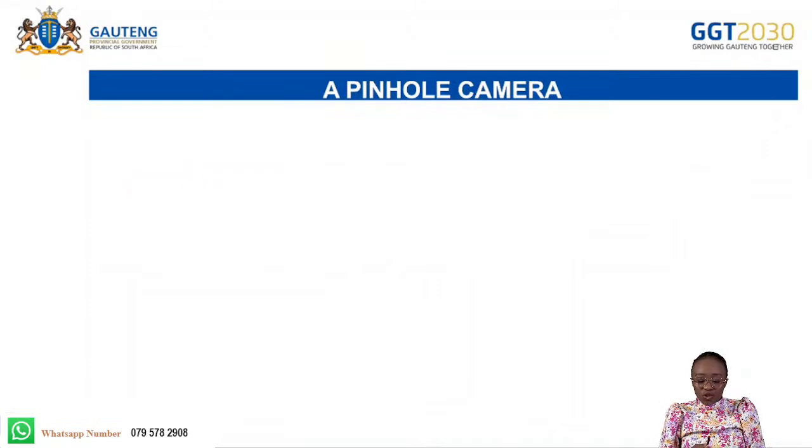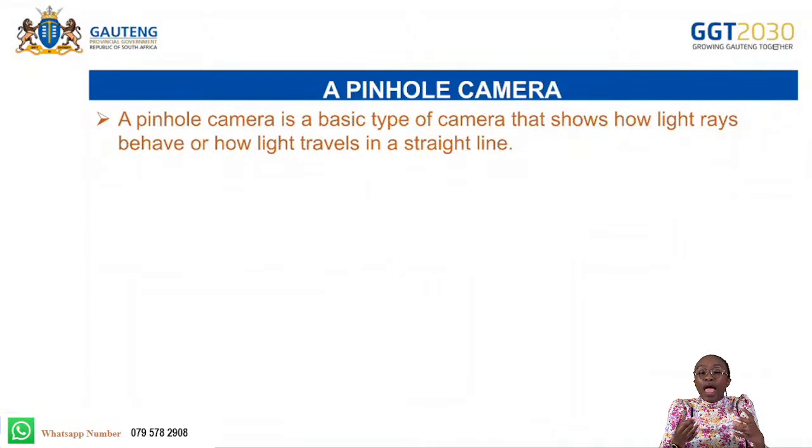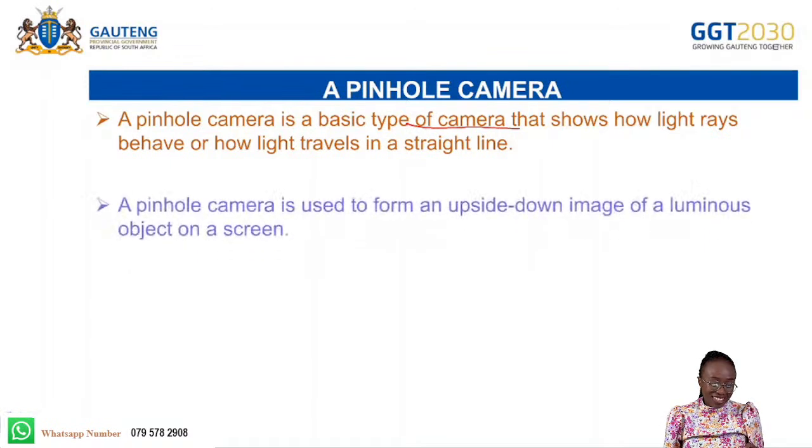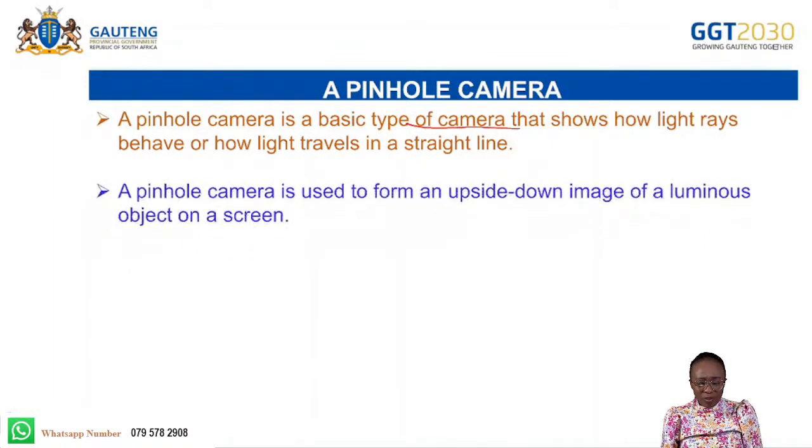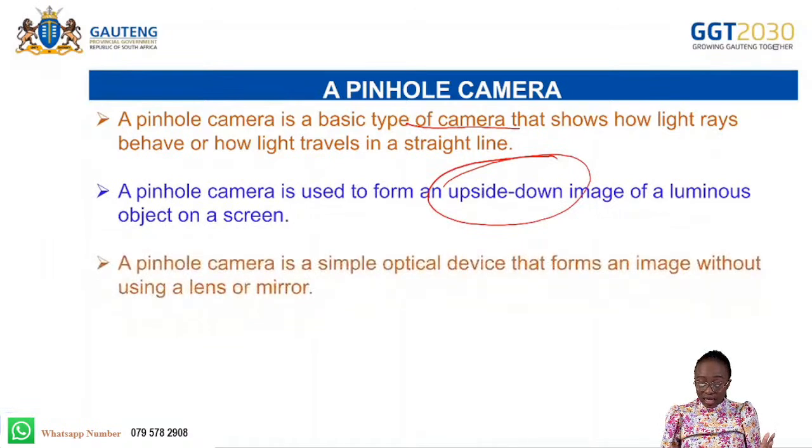And we can do so through the use of a pinhole camera. A pinhole camera is a basic camera that shows how light behaves and how it travels in a straight line. A pinhole camera is used to form an upside down image of a luminous object on a screen.